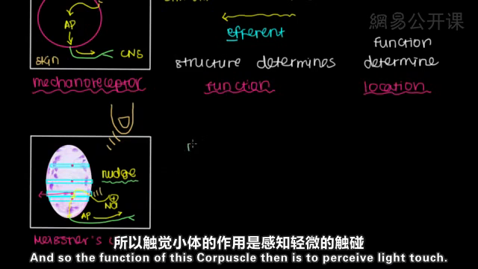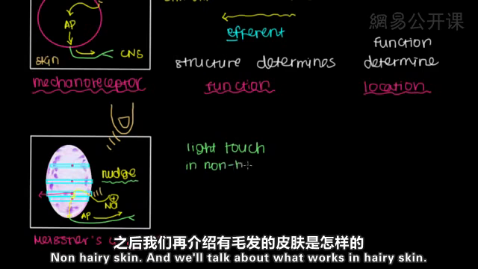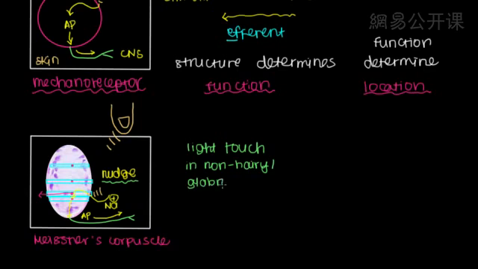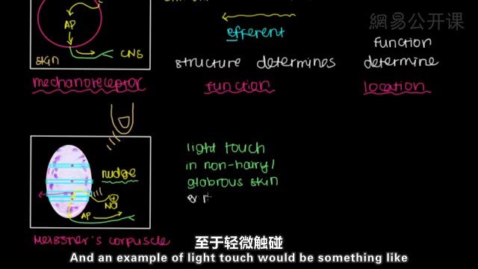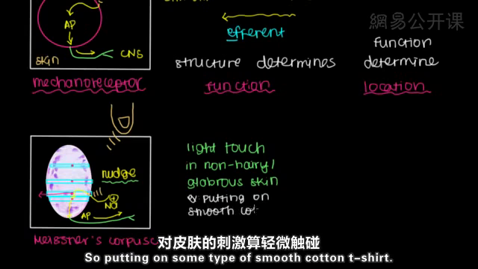And so the function of this corpuscle then is to perceive light touch. Light touch. And specifically in non-hairy skin. Non-hairy skin. We'll talk about what works in hairy skin, but another term for non-hairy skin is glabrous skin. Glabrous skin. So it perceives light touch in glabrous skin. And an example of light touch would be something like putting on a smooth cotton t-shirt. So putting on some type of smooth cotton t-shirt.